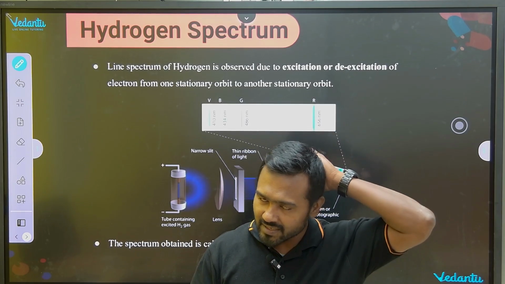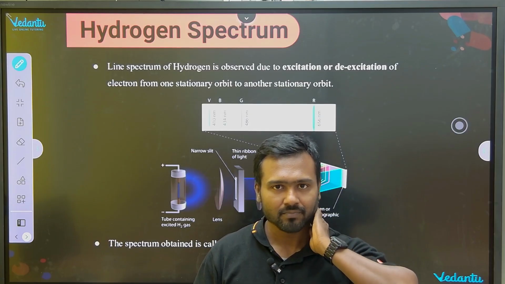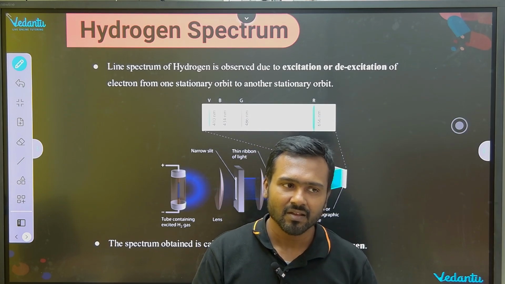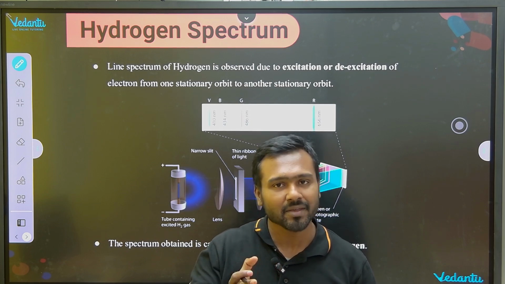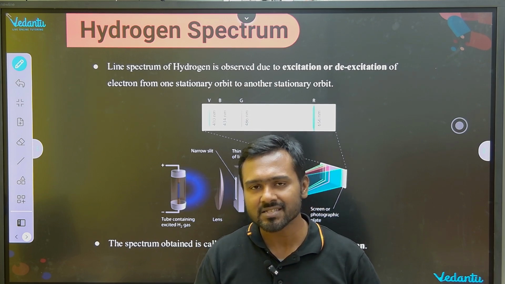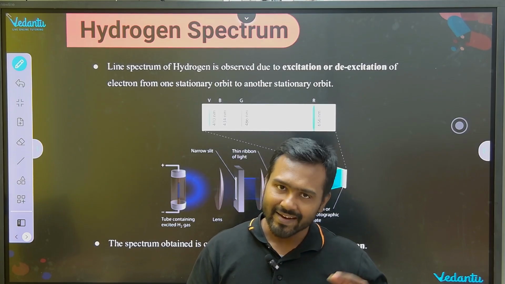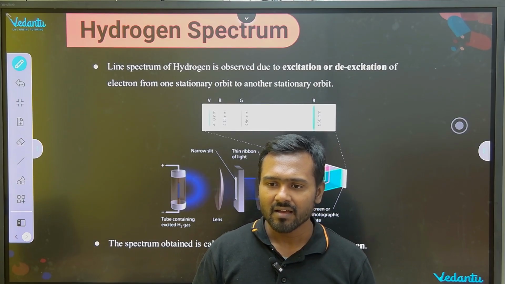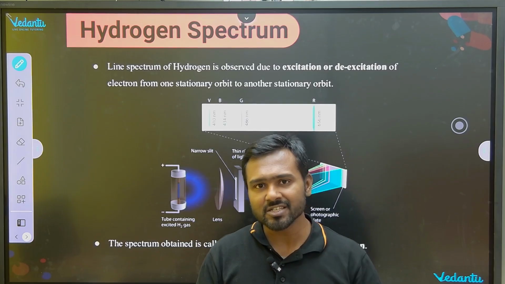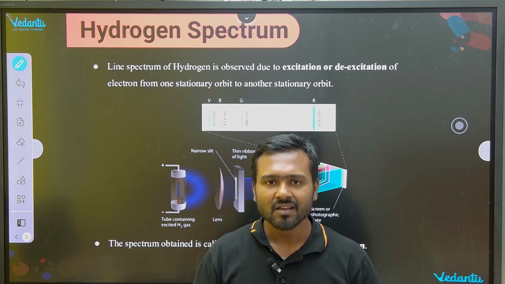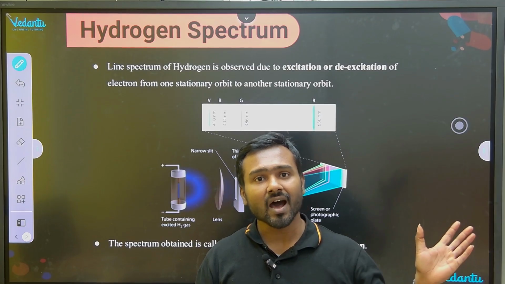Continuous spectrum, the best example is the rainbow we have seen. There are no gaps between the energies, the colors. Discontinuous spectrum means there are some gaps. Again, discontinuous spectrum is divided into two types: first emission spectrum and absorption spectrum. Emission spectrum means we will get bright lines on a dark background.